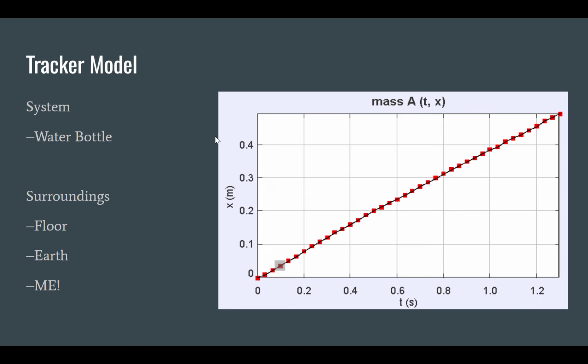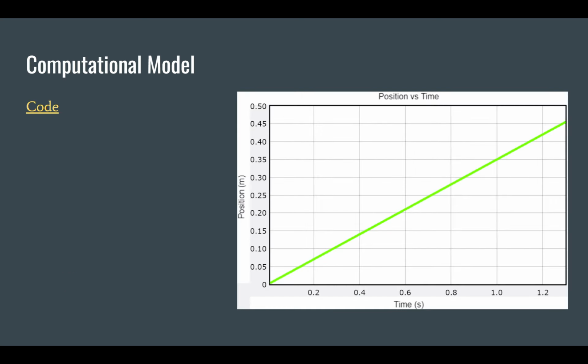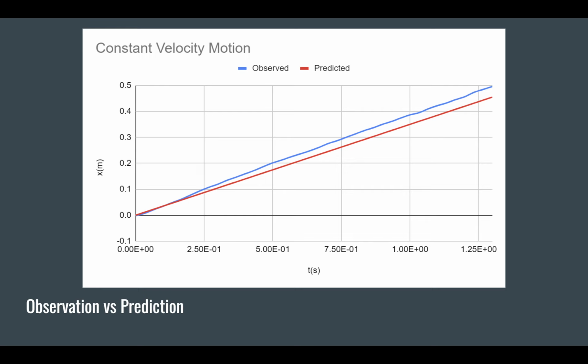Here is the tracker model, where the system is the water bottle, the surroundings are the floor, the earth, and me, and we get this data. As you can see, it may look a little rough, but overall it is a straight line because of the constant velocity, and the slope of a position to time graph will be the velocity. Now here's the computational model, and as you can see it's even more straight, but it looks roughly the same. However, when you put one over the other, you notice that it's slightly different.